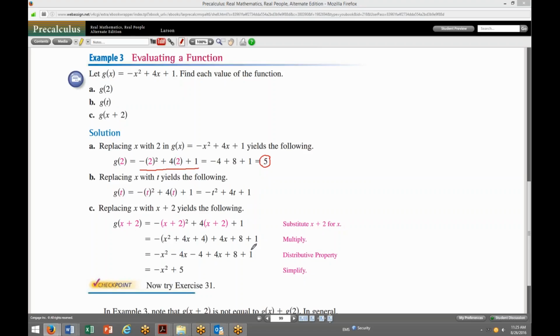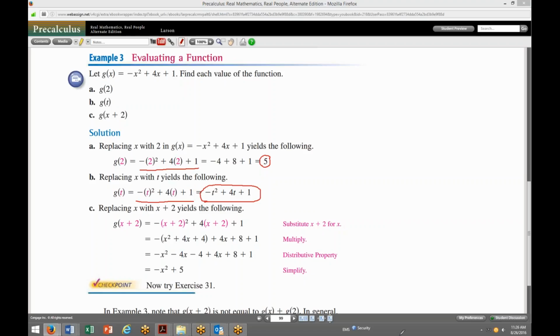Now, what if t is the input amount? Well, again, g of t then is equal to the function expression with t plugged in everywhere there's an x in the original expression. So it becomes negative t squared plus 4 times t plus the 1. And again, crunch the numbers and letters out, so to speak, and you end up with negative t squared plus 4t plus 1, and that is actually the answer. That's as far as you can take it.